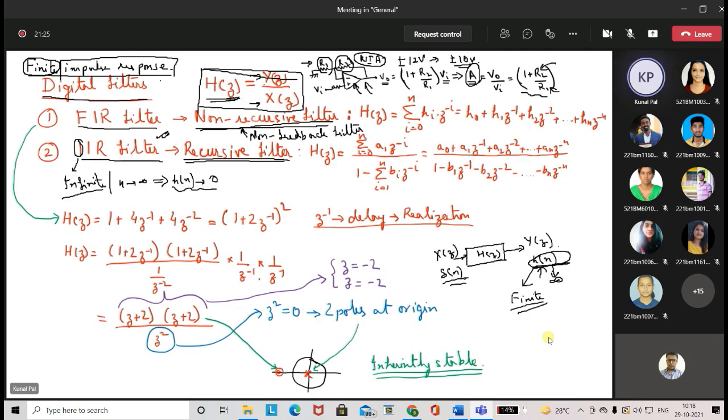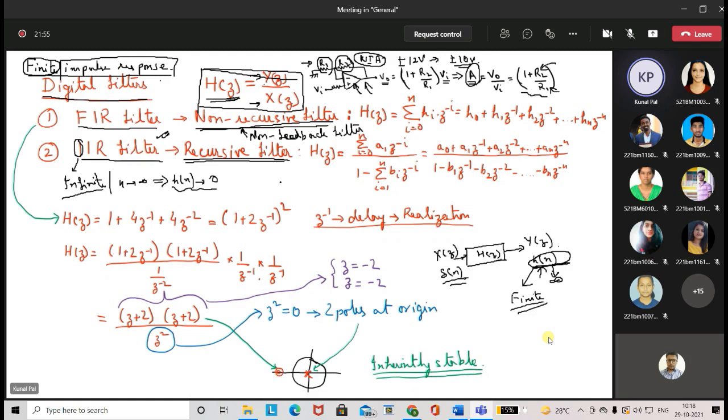They are non-feedback filters. Since they are non-feedback filters, they will not have this information from the output, and hence it is possible to get the finite impulse response.